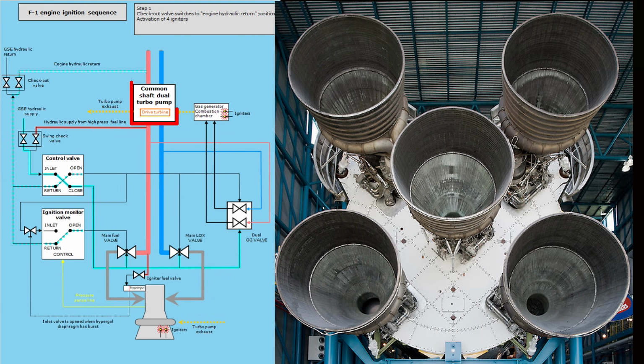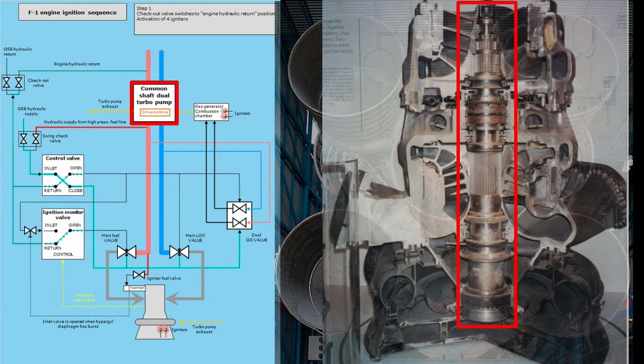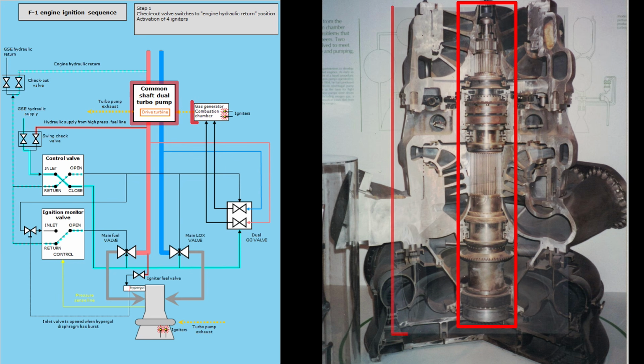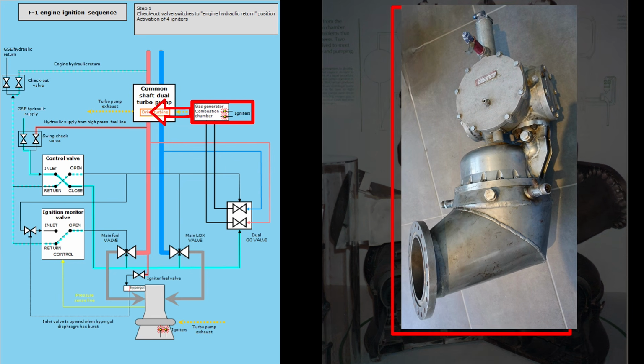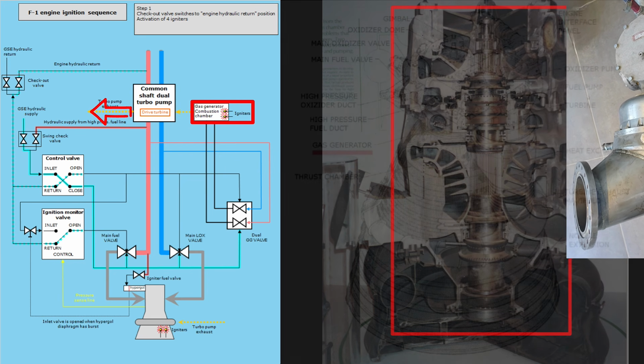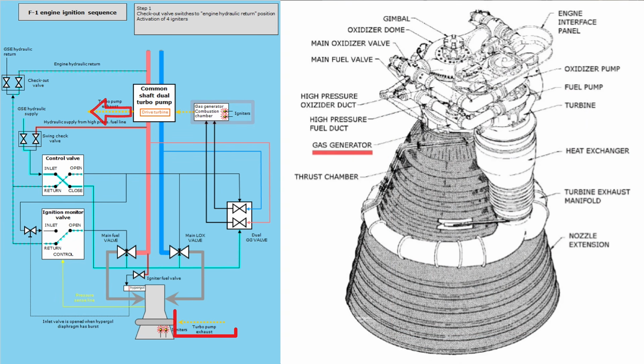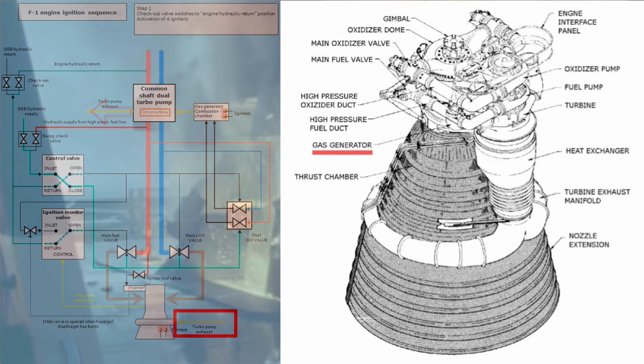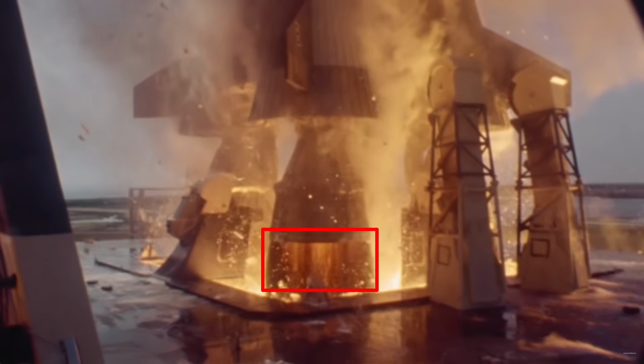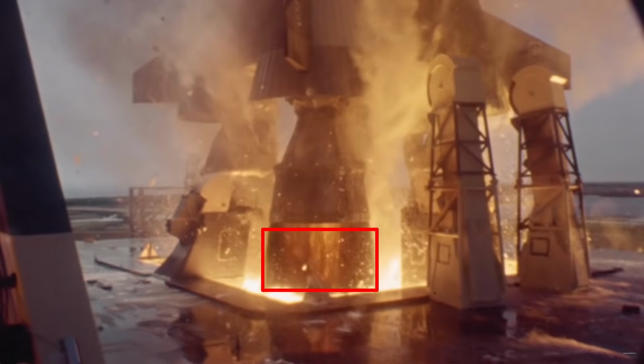Here at the top, you see the common shaft dual turbopump. Here is the gas generator, which burns some RP1 fuel and oxygen to power the turbopump, sending the exhaust this way, and actually down here, to put a film of dark unburned fuel down the inside of the nozzle to help cool it. You can see that film here.